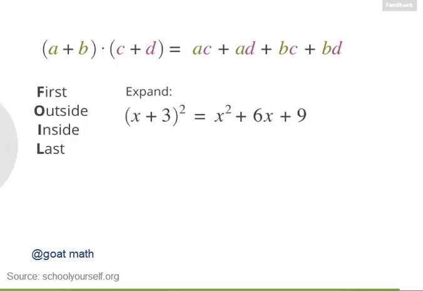Multiplying binomials is one of the trickiest parts of algebra, but if you remember FOIL, first, outside, inside, last, and you're careful with your negatives, you'll get the right answer.